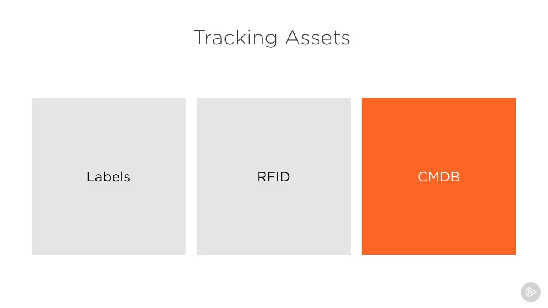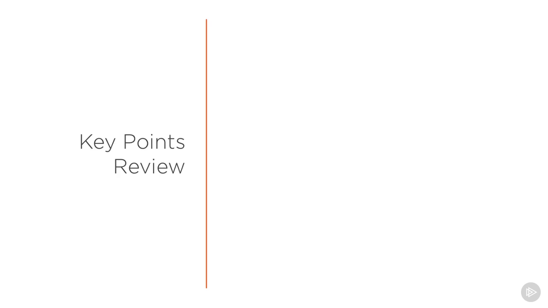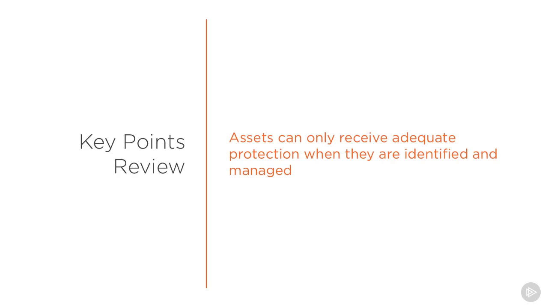And one of the most valuable things of asset tracking is the use of a configuration management database. A configuration management database allows us to track the items and be able to know what is their current status. The key points to review: assets can only be appropriately and adequately protected when we know what they are and they're properly managed.